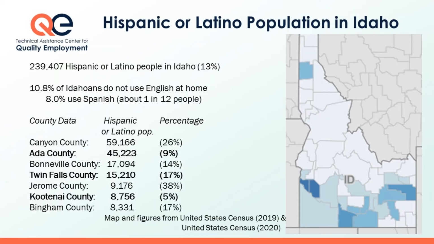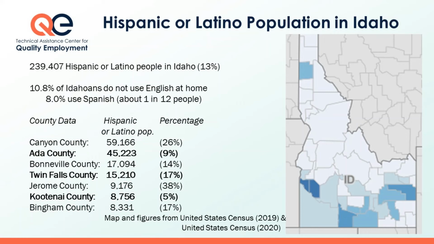Idaho has a significant Hispanic and Latino community. Almost 250,000 residents of Idaho are Hispanic or Latino. This is 13% of the population, or about 1 in 6 Idahoans belonging to this community. 1 in 10 households in Idaho do not use English at home, and Spanish is the lion's share of this subgroup. About 1 in 12 Idahoans use Spanish at home. This is not an insignificant amount of people.